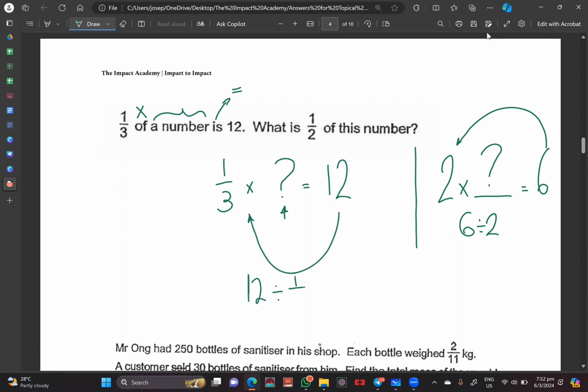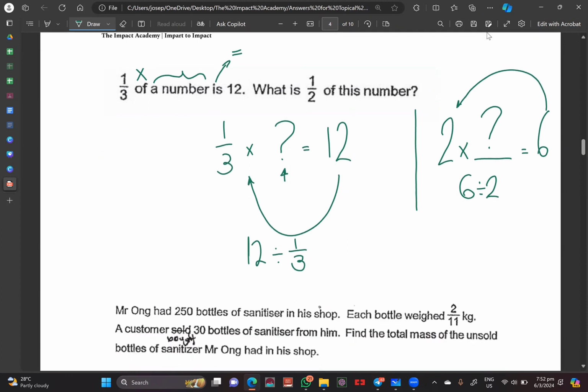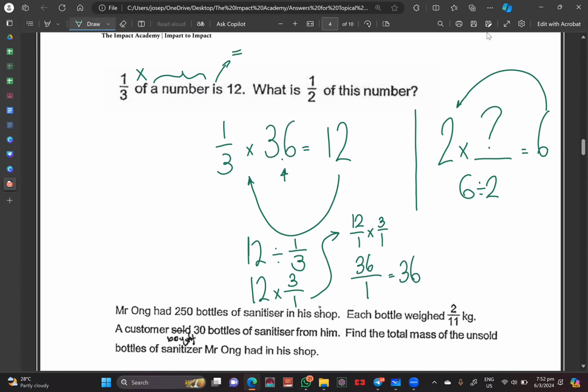12 divided by 1/3. Agree so far? So what is 12 divided by 1/3? We go 12 times 3 over 1. Make sense or don't make sense? We get 12 over 1 times 3 over 1. Make sense? Numerator, 36. Denominator, 1. Isn't this equal to 36? Yeah. This 36 is this question mark over here. Am I making sense here? So the number is 36. Okay? Sentence number 2, it says, what is half of this number?